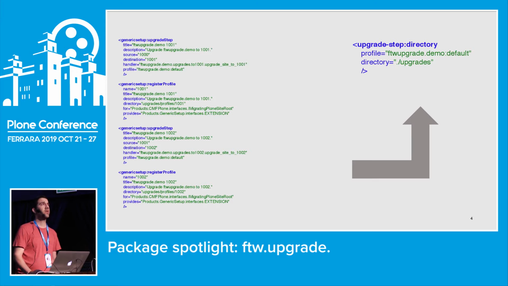And also we got rid of the separate version ID that you would have to also update in your metadata.xml in your generic setup profile. And yeah, of course, this works also for two upgrades and so on. It's just one directive, and everything is auto-discovered for you.